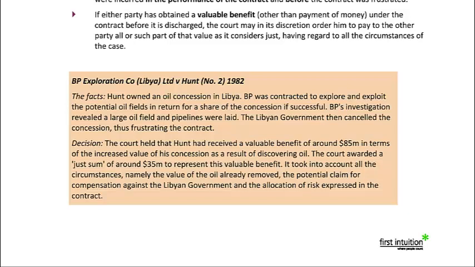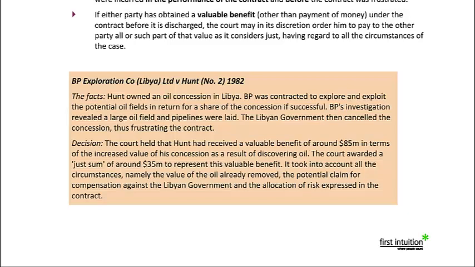Now, in this case, Mr. Hunt owned an oil concession, so he had the right to explore for oil and to extract oil. And this concession was in Libya. Now, BP had a contract with Mr. Hunt to allow them to actually explore the oil field and to start to extract oil.